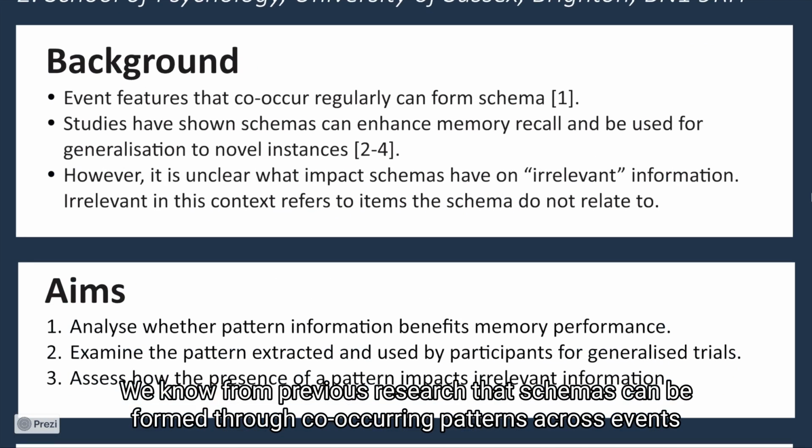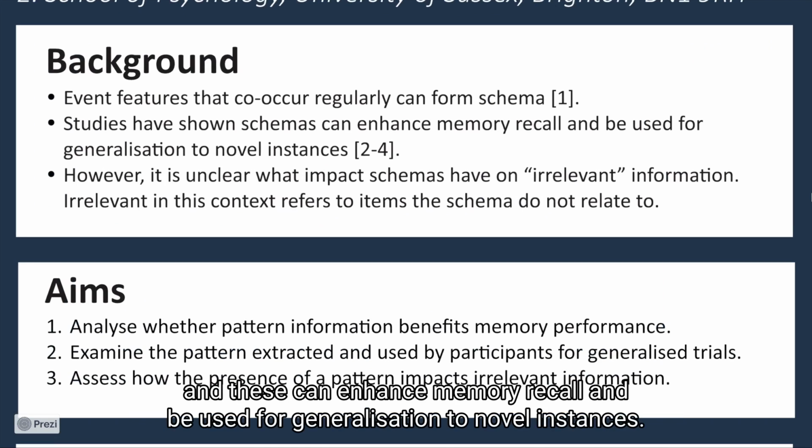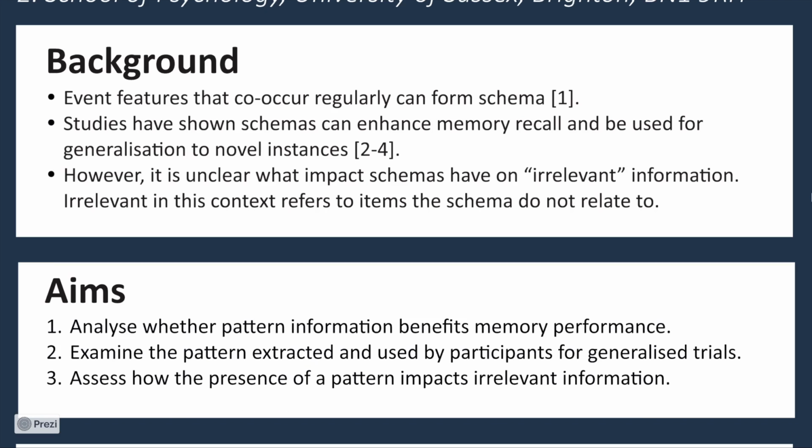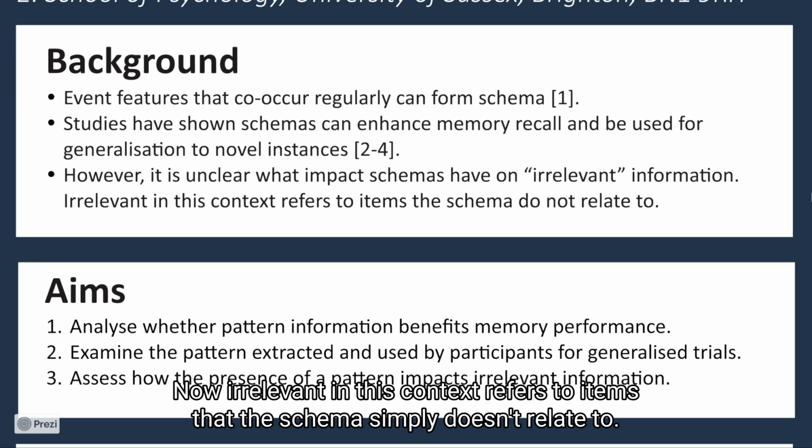We know from previous research that schemas can be formed through co-occurring patterns across events, and these can enhance memory recall and be used for generalization to novel instances. What was less clear, though, was how schemas could impact irrelevant information. Now, irrelevant in this context refers to items that the schema simply doesn't relate to.